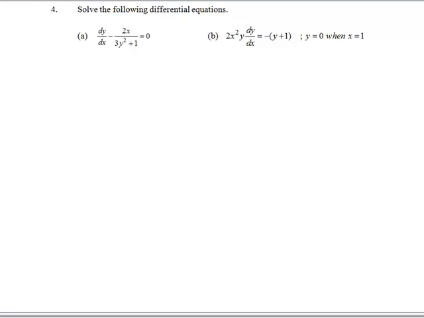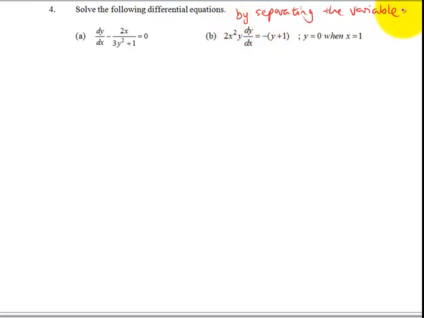I'm going to show you how to solve the following differential equations by separating the variables. So let me do part A first. Before I can separate the variables, I will bring this term to the right hand side.